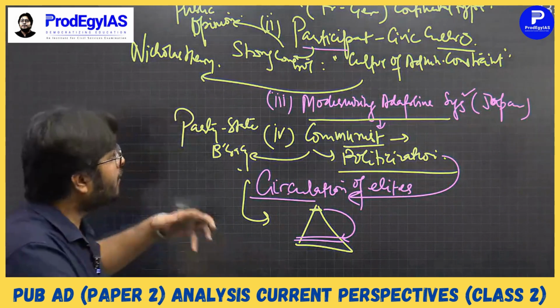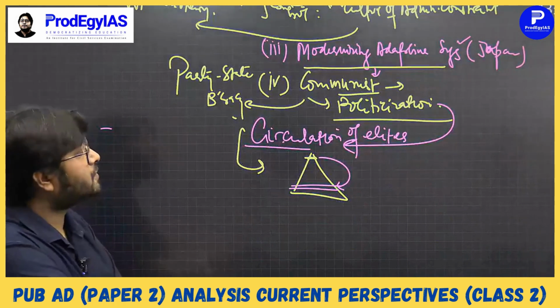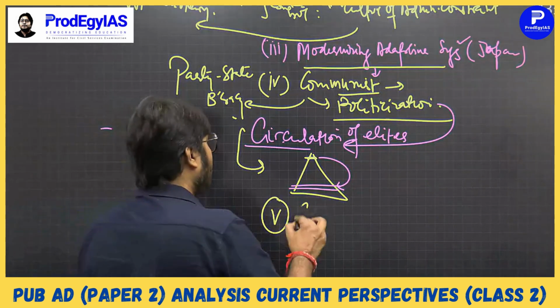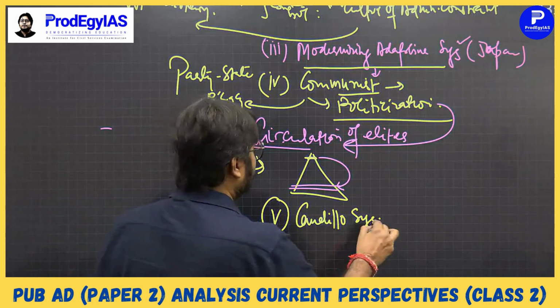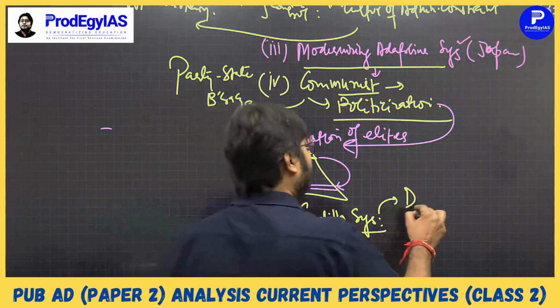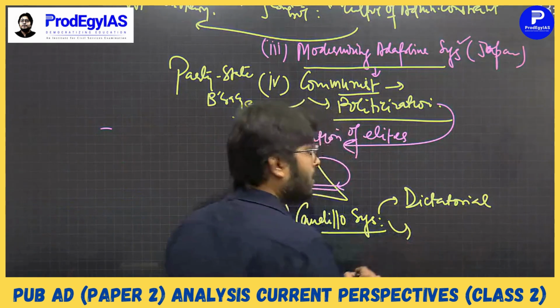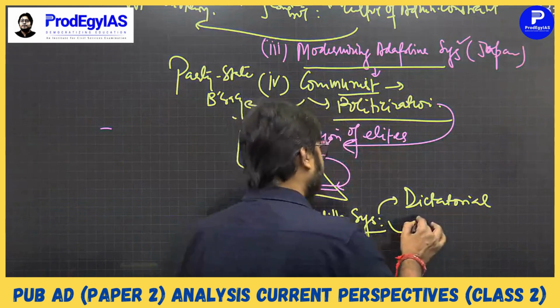So it is quite obvious that, okay, there can be different forms of system. Ferrell Heady has also classified certain things, right? Like Caudillo systems. Caudillo systems are basically dictatorial, and in African nations and Latin America, we find a lot of strongman systems.